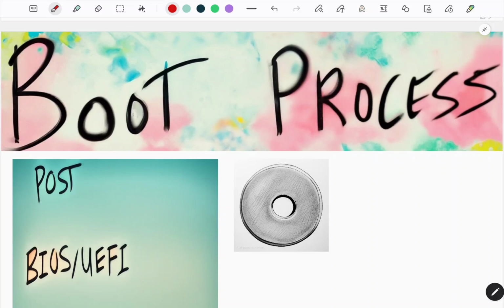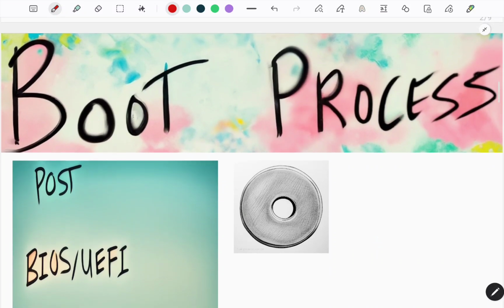So over here, we have the boot process. The booting process is how the hardware boots up the operating system and allows you to interact with the hardware. How the operating system allows you to boot up and interact with the hardware.